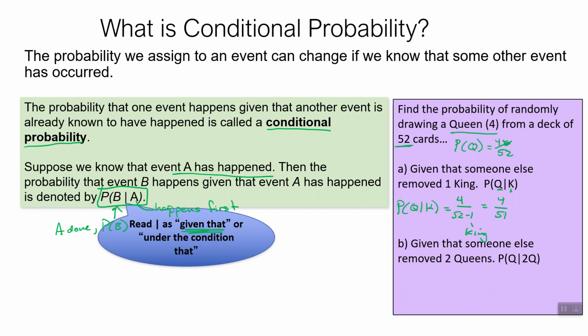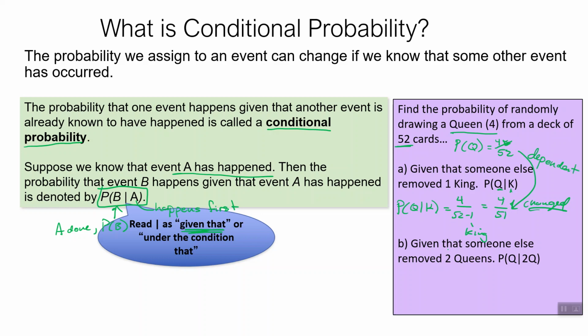So you see how the probability changed. It was 4 out of 52. Now it's 4 out of 51. It's close to being the same as before, but it has changed. That first event, taking a king out of the deck, affected that probability and changed it. That means these are what we call dependent events. I should probably write that down. We'll talk about that more in the next presentation.